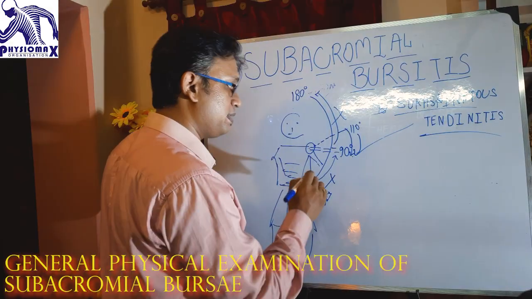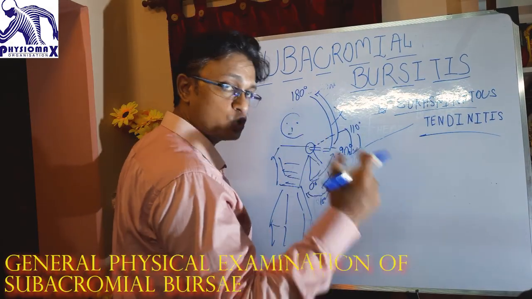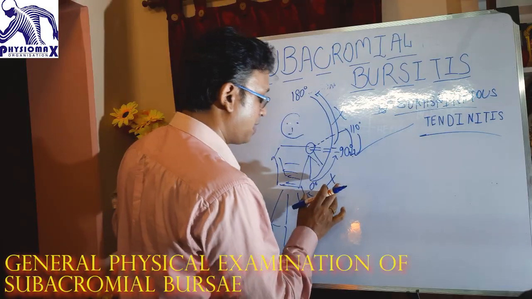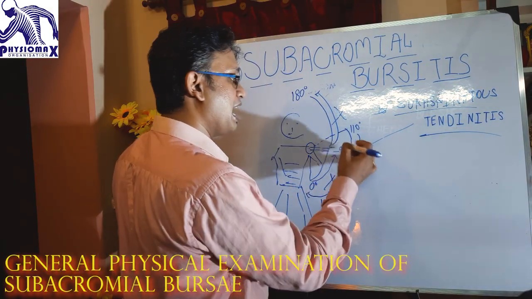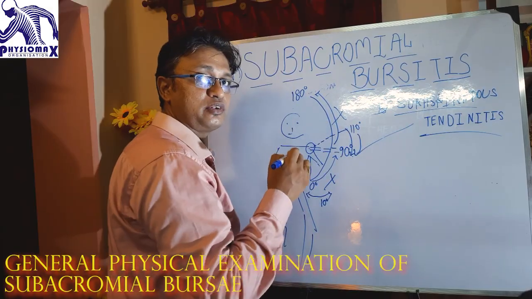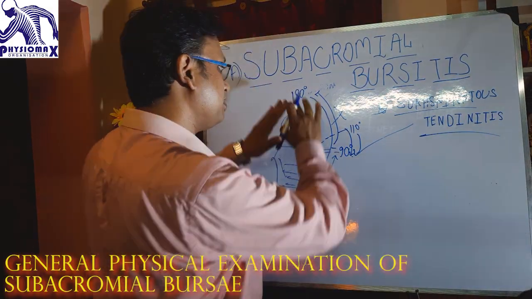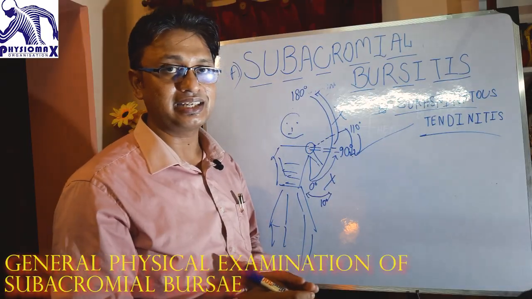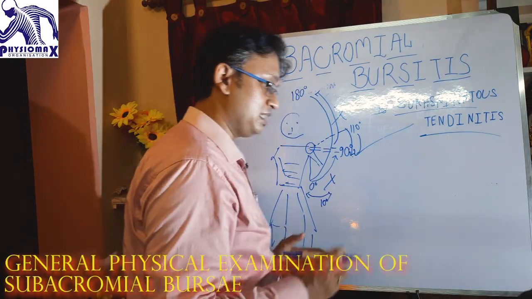So for the subacromial bursa, the patient has pain only at the level of 90 degrees, but for supraspinatus tendinitis, they will have pain at the initiation of the range of motion, that is from 0 to 10 degrees, and again from 90 degrees to 110 degrees. So with this painful arc, you can easily understand which is the subacromial bursa and which one is the supraspinatus tendinitis.